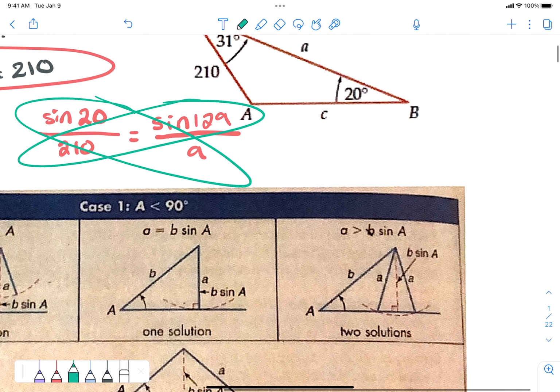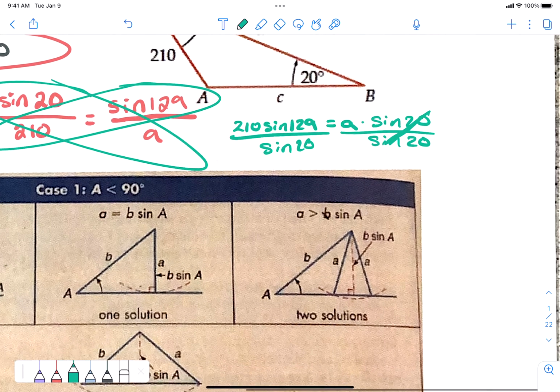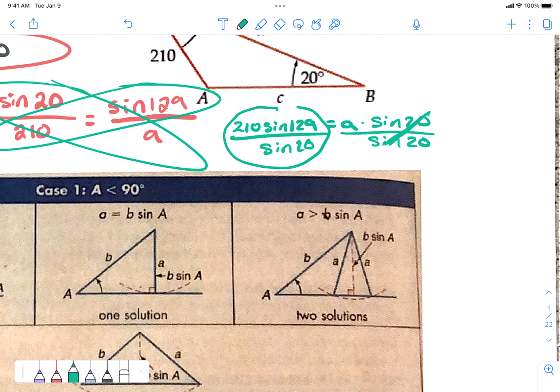If I cross multiply, that first one is 210 sine of 129 equals A times sine of 20. Now, how do I get A by itself? Divide by sine 20. Some of you can do that in your head without writing out all the steps, but you want to type this into your calculator and get an answer.